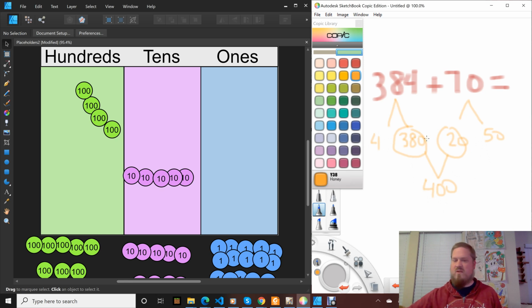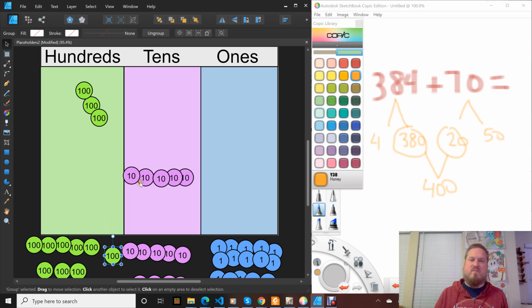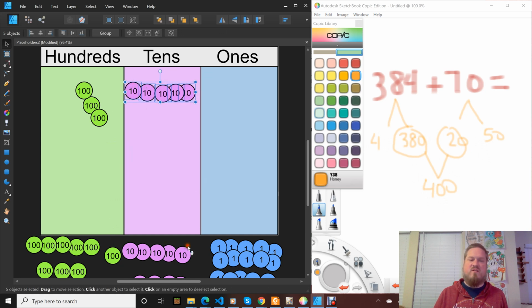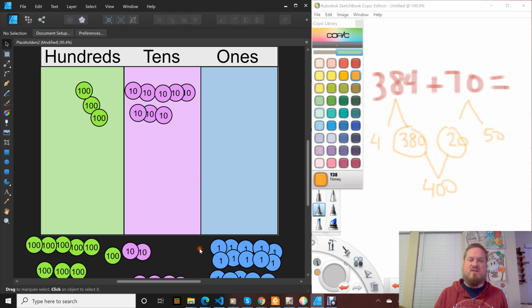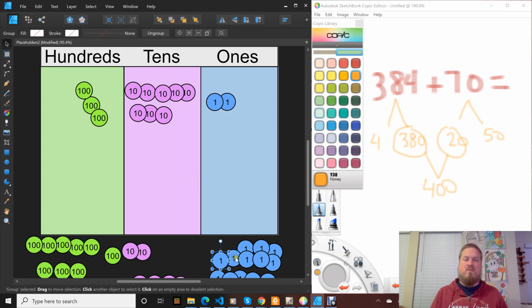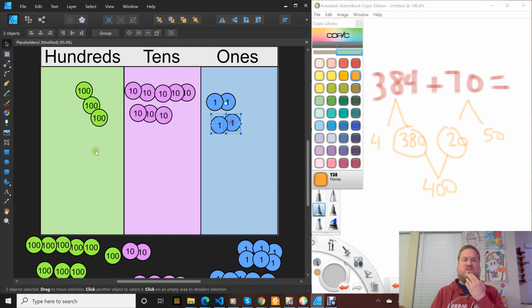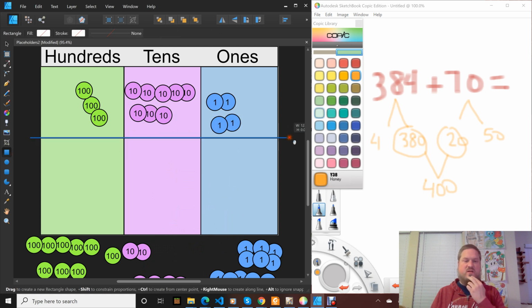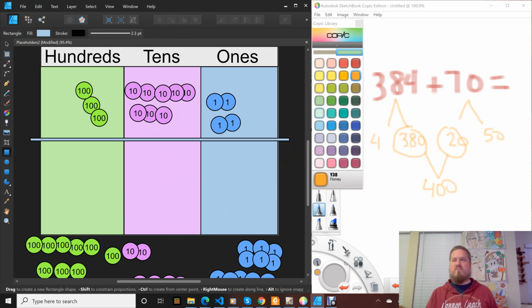All right. So they want this problem to be done over here. So we're going to have to rebuild it. So we've got our 300s. We need 1, 2, 3, 4, 5, 6, 7, 8 tens. And we need 4 ones. And then we'll do our little divider. So that's 384. 3 100s, 8 tens, and 4 ones.